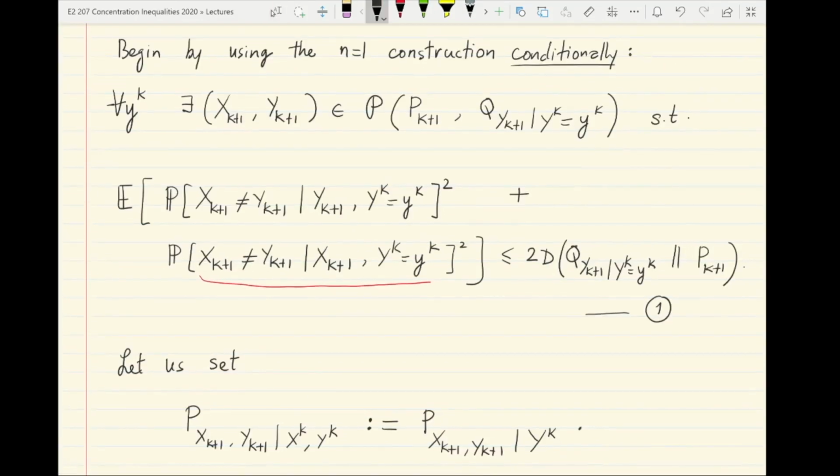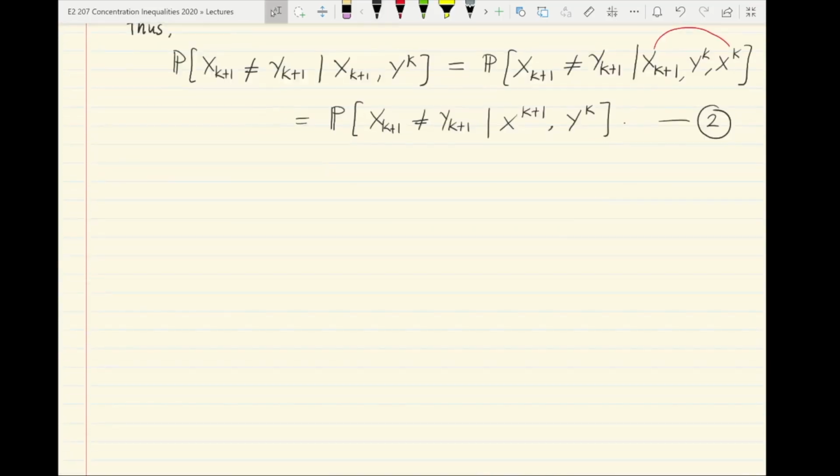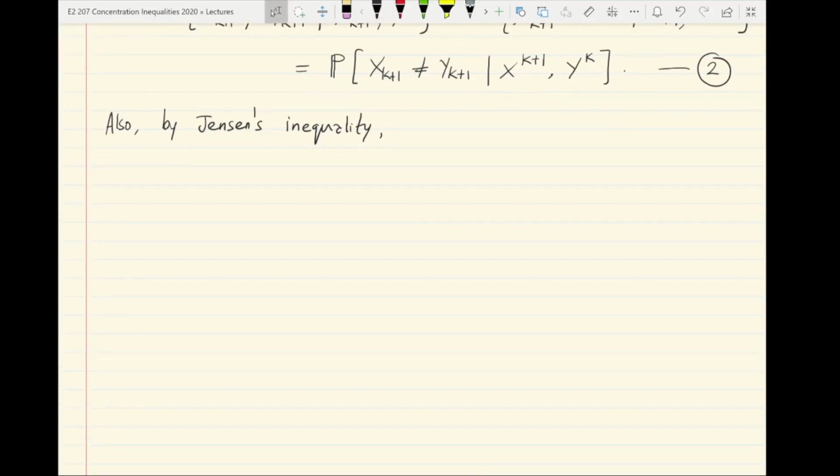So we can manipulate this inequality further if we can find a lower bound for the first term here, the first condition probability here, and so that is done by using Jensen's inequality. So let's say also by Jensen's inequality. So in fact, expected value of the probability of xk plus 1 not equal to yk plus 1 given xk plus 1, the whole square. So let's analyze this term, an expression of this form.